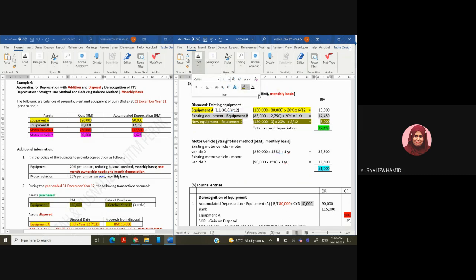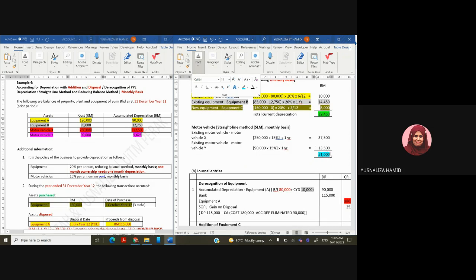That would be the current depreciation for motor vehicle. But it's best to do it separately in case you have many motor vehicles and those motor vehicles are related to different functions of the company, right? So you put it separately. So 51,000 here. So that was the calculation.